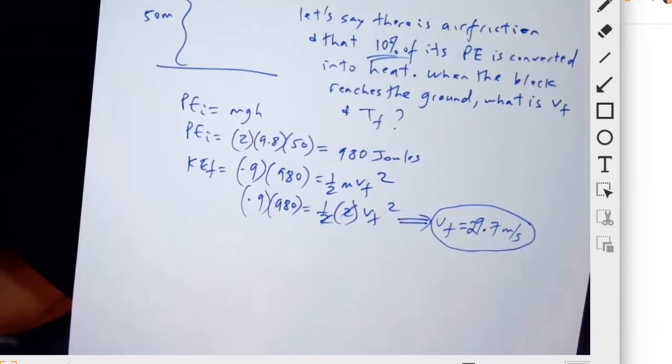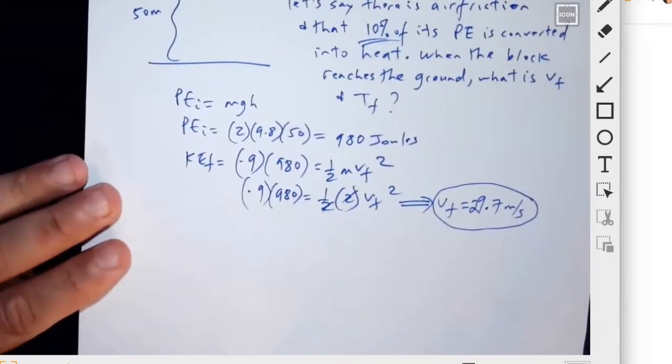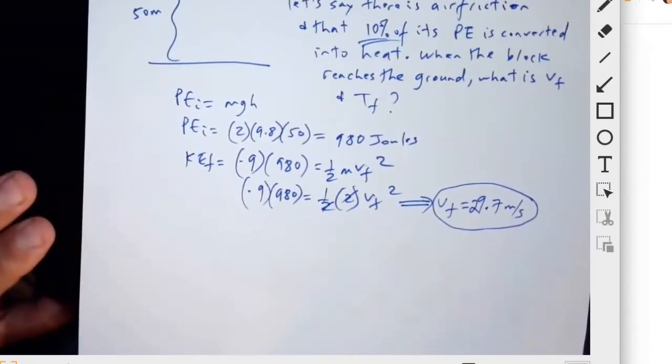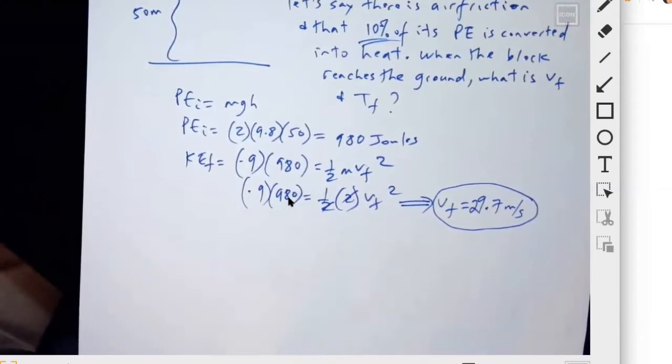Professor, could you explain again why you put it equal to 1/2 mv squared? That's the kinetic energy. Remember the equation for kinetic energy? Yes. So I'm setting the final kinetic energy of the object to 90% of its potential energy, because 10% of it is lost.